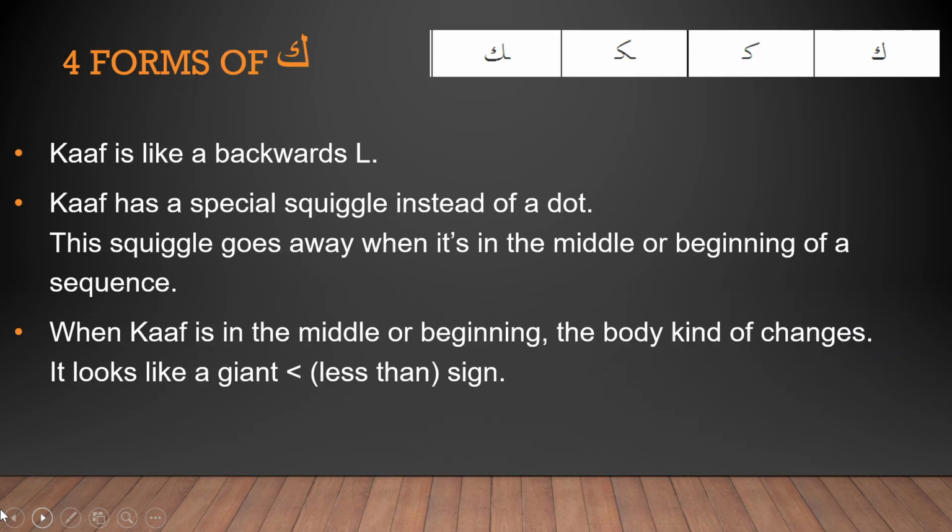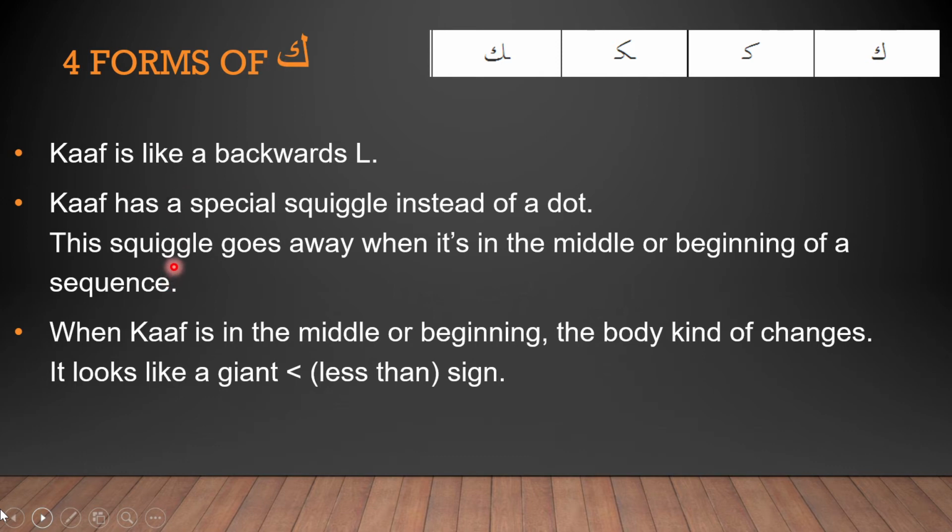Okay, now the four forms of Kaaf. Kaaf is like the backwards L. If you can see, L is this side and Kaaf is towards the left side. And Kaaf has a special squiggle on top, or you can tell it as an S. It's like an S, right? This one has a small S on top instead of a dot. Kaaf does not have a dot, but what it does have is a small S on top.